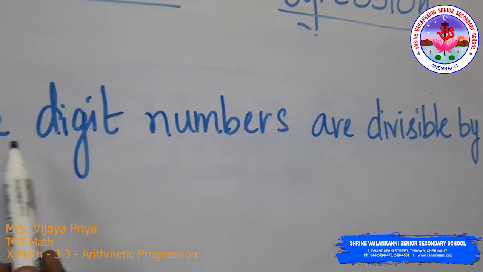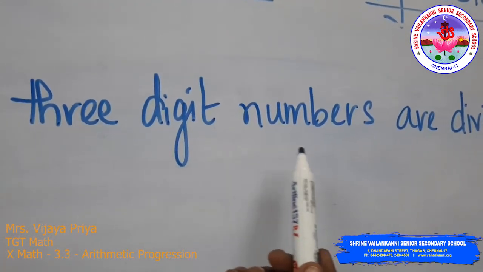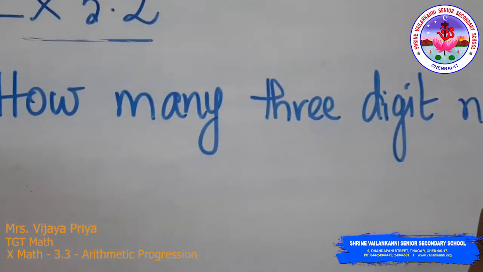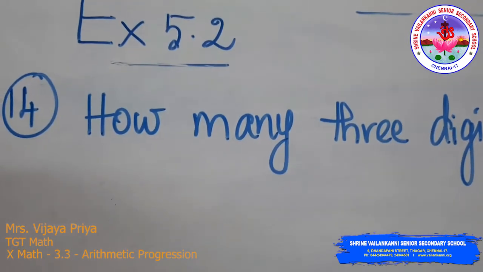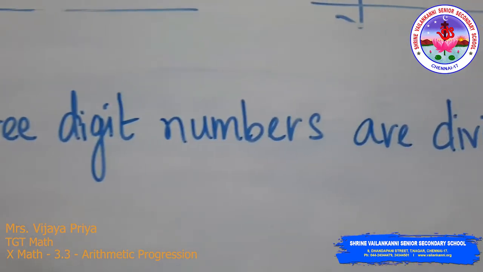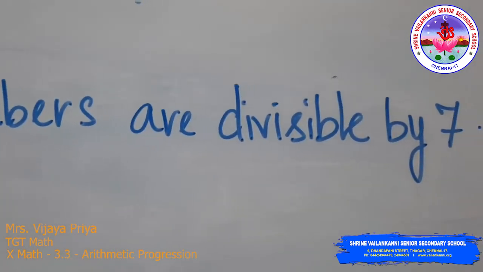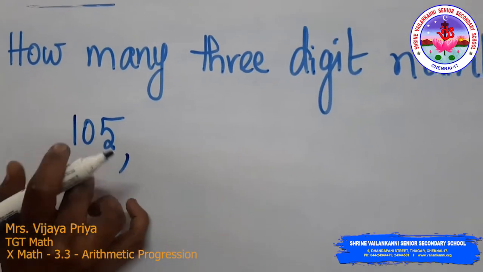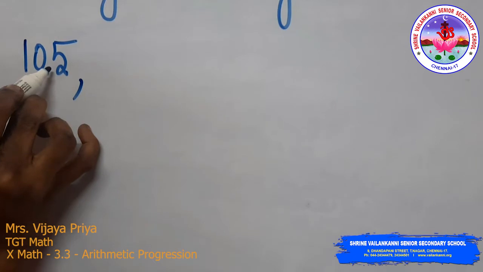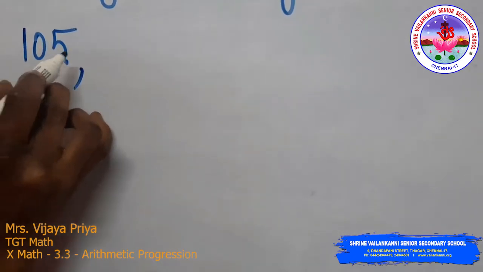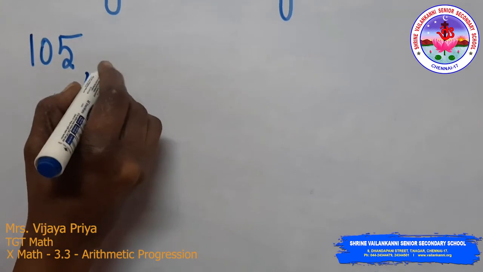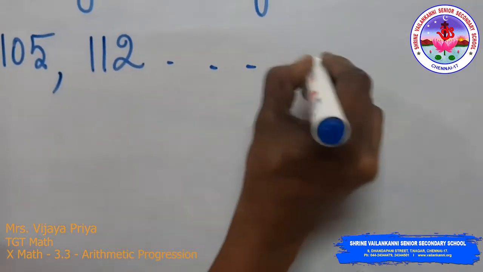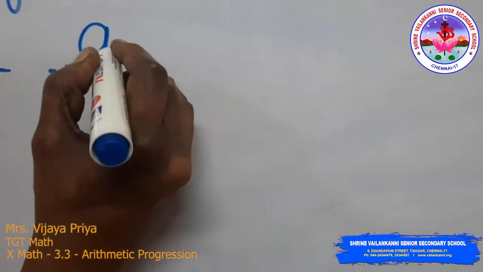How many 3-digit numbers are divisible by 7? We know that the 3-digit numbers run from 100 to 999, and we are going to pick the numbers between 100 and 999 that are divisible by 7. The first number is 105, which is exactly divisible by 7. The next number can be got by adding 7 to this number, since the numbers are divisible by 7, so the next number should be a multiple of 7. I will get 105 plus 7, so 112, and so on.